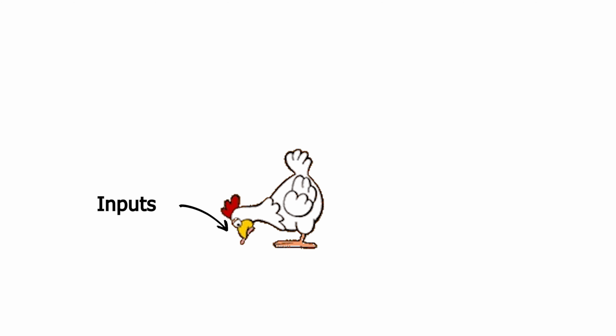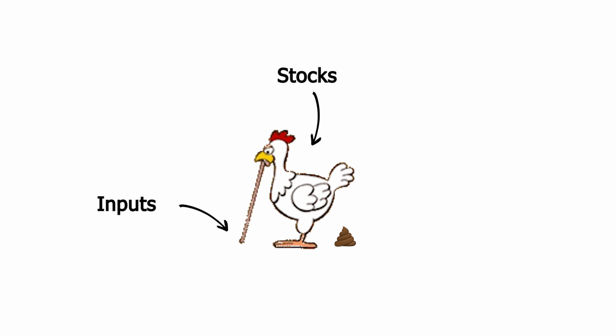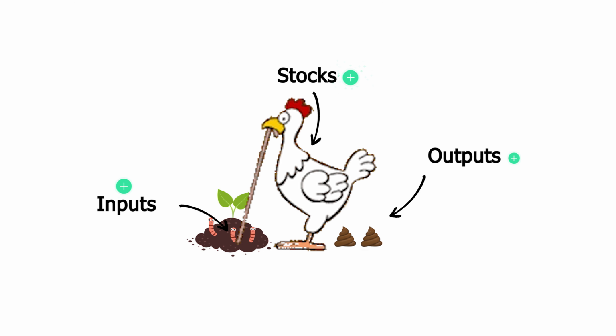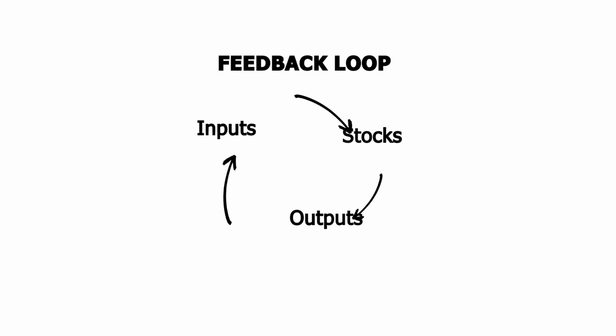Mass balance is everywhere, from us humans to chickens. Have you ever watched a chicken eat? It pecks the ground, that's input, uses the food to grow and build muscles, that's stock, and disposes off the wastes. That's output. But here's the fun part. When the chicken grows, it gets hungrier, right? So it eats more, grows more, and disposes off more wastes. This keeps going in a circle, a feedback loop.